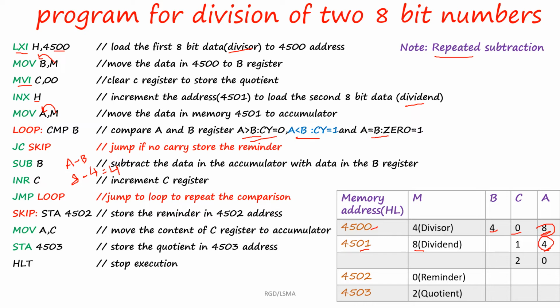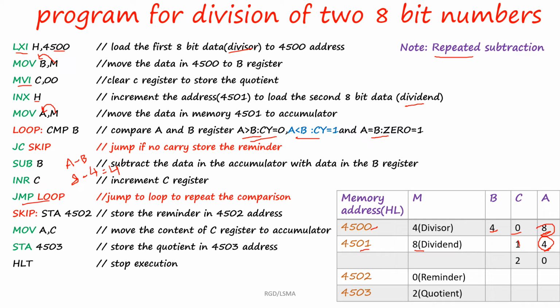What is the next step? You have to increment your carry by 1. So I'm going to have a carry register, and I'm going to increment this by 1. Jump to loop. Again, what are you going to do? You are going to perform the repeated subtraction process. Again you are going to compare A and B. So jump to the loop.